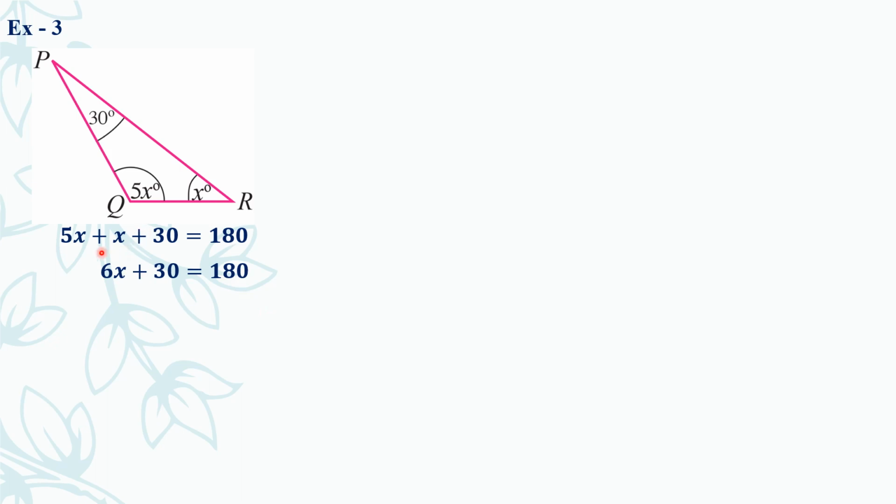Now we have a simple equation and you have to solve this equation. From where should we start to simplify this? How can you simplify? First you have to find the value of x. Should we remove this 30 or this 6? Which one is more suitable to remove?